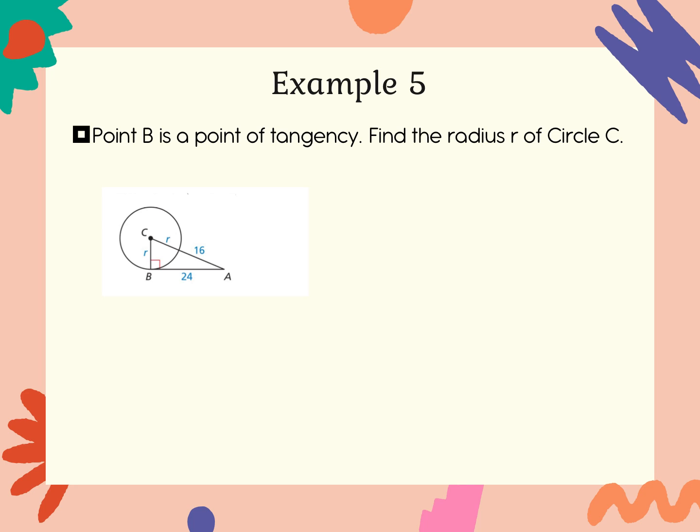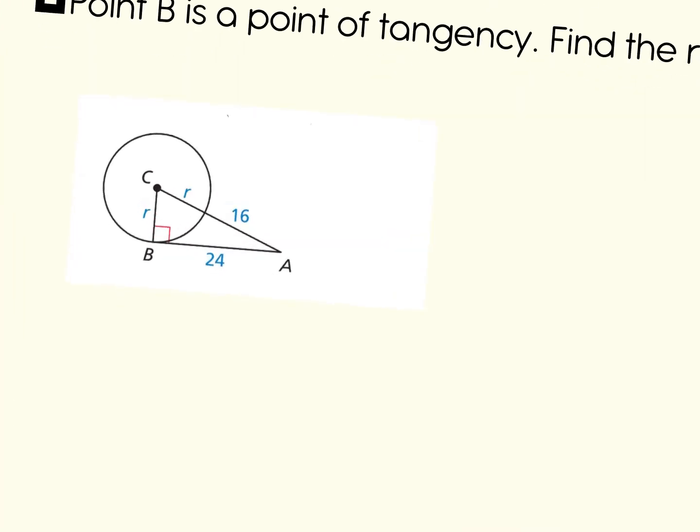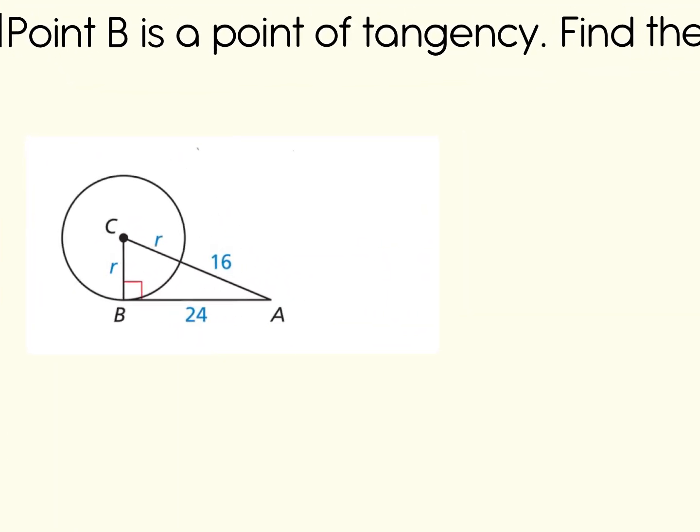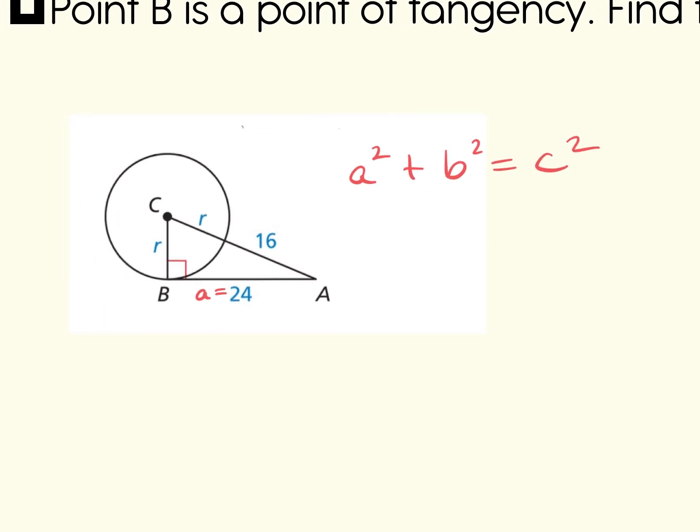And we learned a theorem yesterday that when you have a tangent and it intersects the radius, it forms perpendicular lines. So it then will form a right triangle. So to find the radius of circle C, I need to do Pythagorean theorem. So if I go ahead and set this up, the 24 could be my A. If you want to think of it in terms of A squared plus B squared equals C squared, the R could be your B, and your C is going to be the R plus 16.